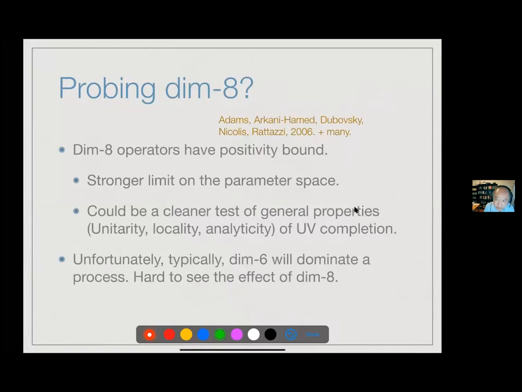In the last bit of my talk, this is all I wanted to say about dimension six operators. I will just briefly mention something that we are finishing up, on probing dimension eight operators. As we said, dimension eight operators have a positivity bound. In principle, that's a cleaner and stronger bound on the size of the operators, based on general principles of quantum field theory, independent of specific UV completions, and they impose a stronger limit on the parameter space. There has been a lot of work after the original work about 15 years ago, especially in recent years.